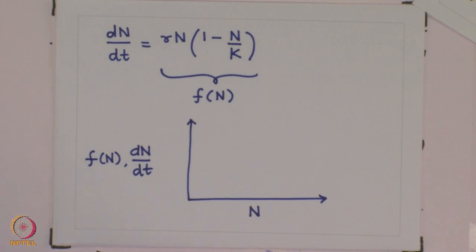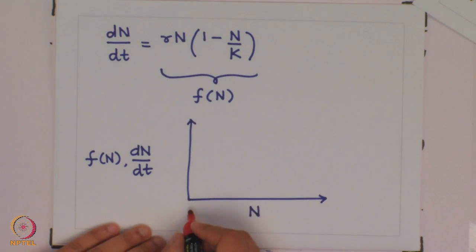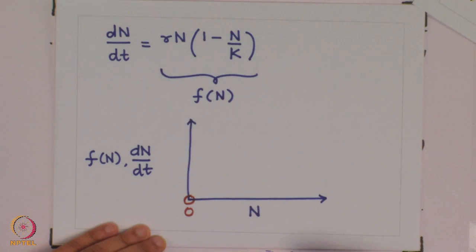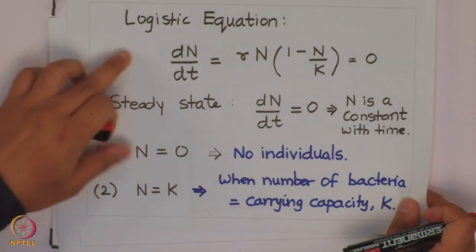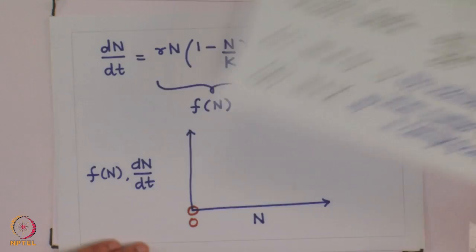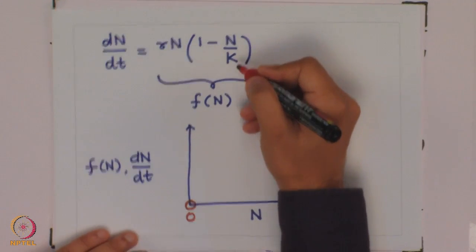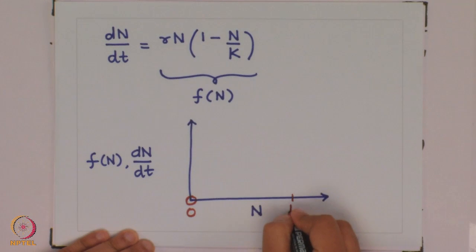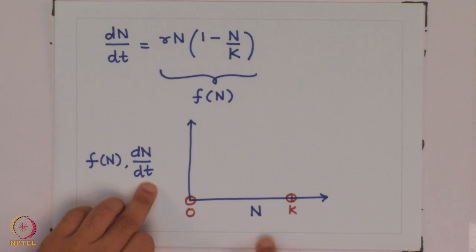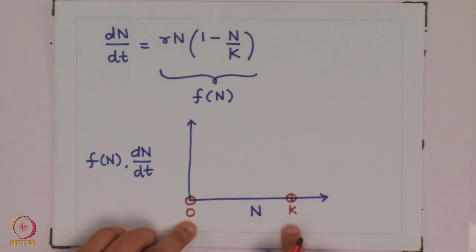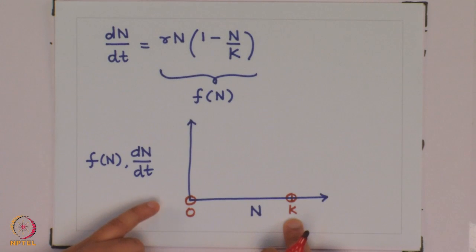So, what do we know about this? We know that when N is equal to 0, F(N) is equal to 0. We also know from our steady state analysis that at N equal to K, F(N), dN by dt, is again equal to 0. So, we want to plot dN by dt as N is changed, and we know the two starting points: N equal to 0 and N equal to K give me the value of F(N) as 0.